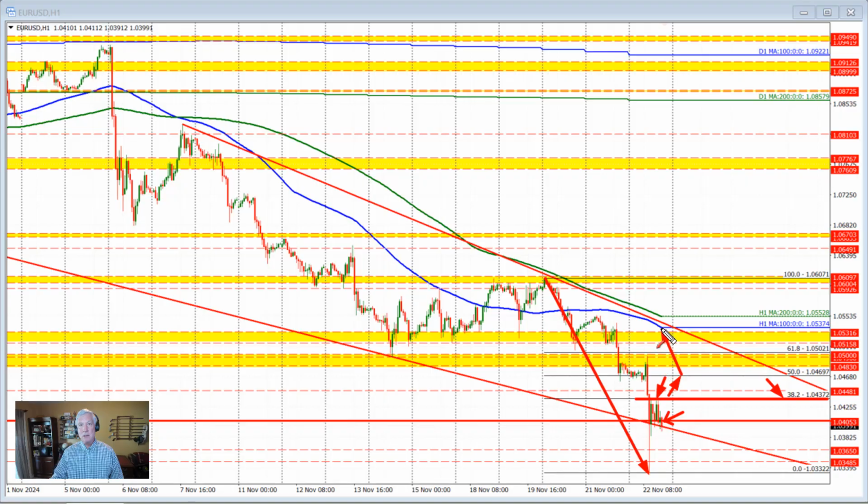Ultimately, if the price is going to go higher, let's say in next week's trading, we've got to get back above the 100-hour moving average and the 200-hour moving average. Both these levels come in at 1.0537 and 1.0552 respectively, and moving lower. So there will be earlier hurdles as time goes by. But first things first, if the price can't get above the 38.2% retracement, if the price stays below the 1.0405 level, the sellers are winning, the buyers are not winning.